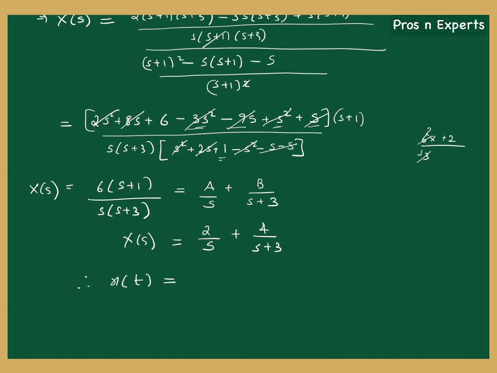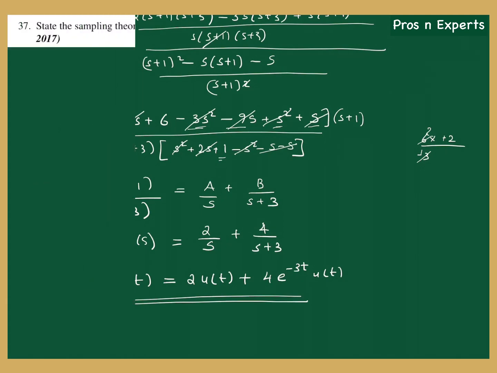What is the inverse transform of 2 by s? It is 2 into u of t. Plus, what is the inverse transform of 4 by s plus 3? It is 4 e raised to minus 3t u of t. And that is the final answer. We have obtained x of t.